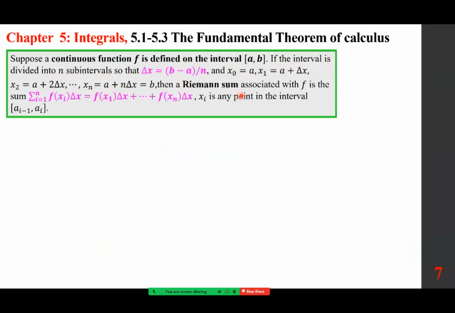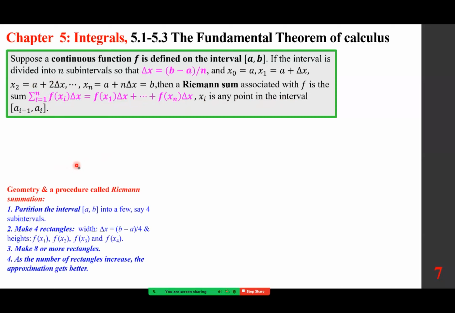A Riemann sum associated with f is the summation of f of x sub i delta x, i going from 1 to n. I hope you remember this notation from algebra, which means f of x sub 1 times delta x all the way to f of x sub n times delta x. And this x sub i can be any point in the interval of a sub i minus 1 to a sub i. In other words, in any subinterval, you can use the left endpoint, the right endpoint, the midpoint, or anywhere in between, makes no difference. None of them gives you the answer. Each one gives you an approximation. That's the idea.